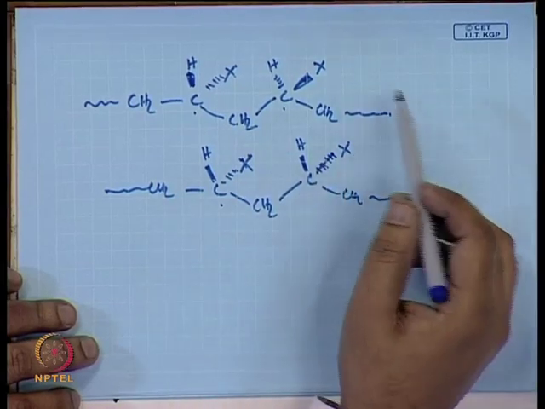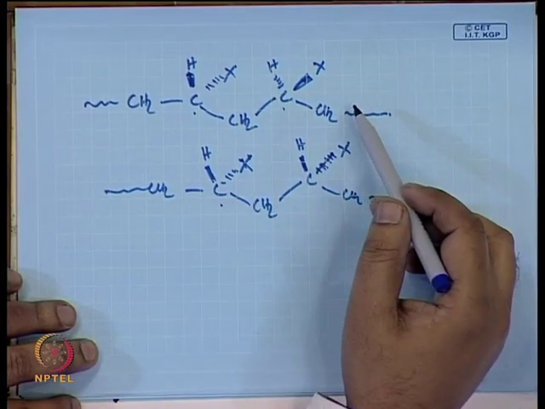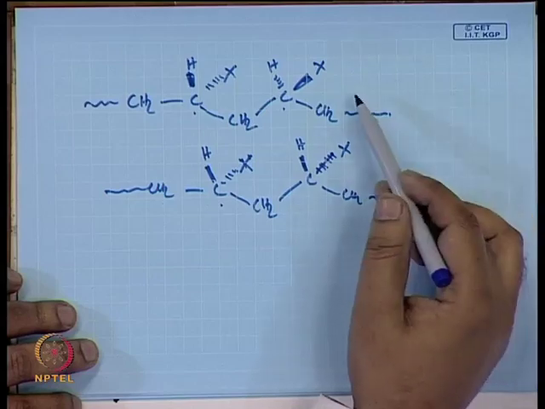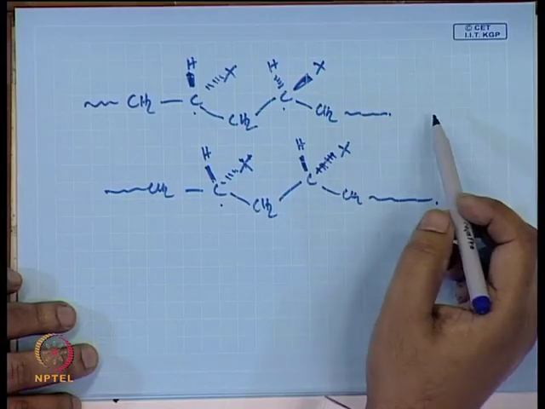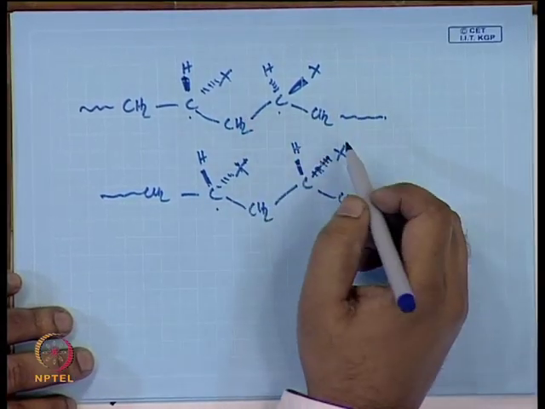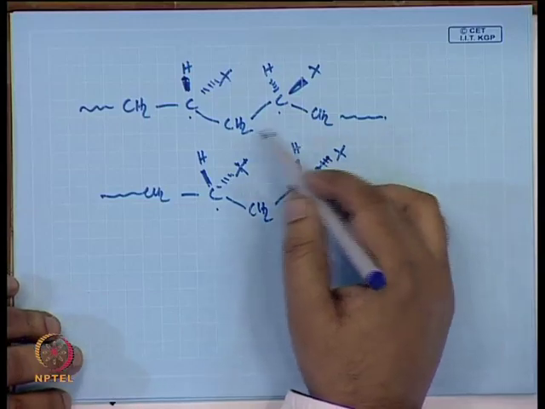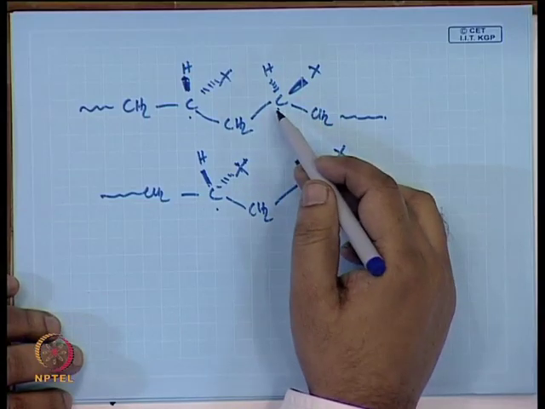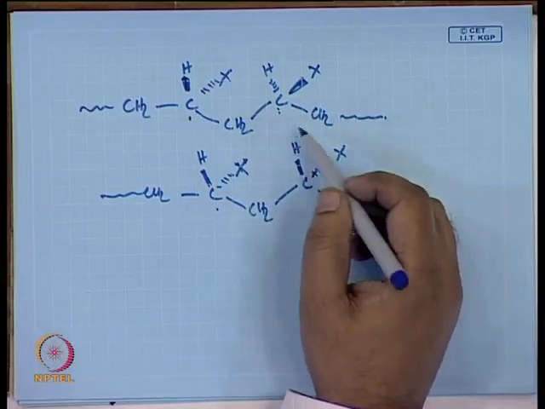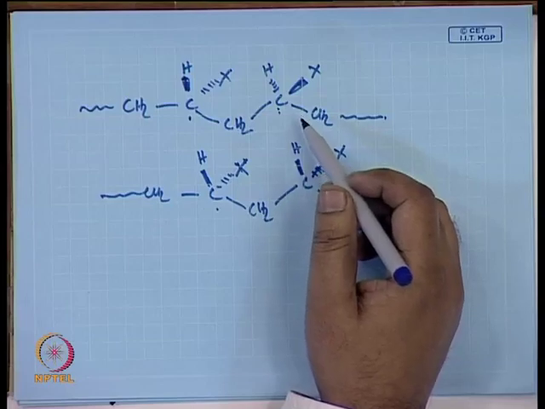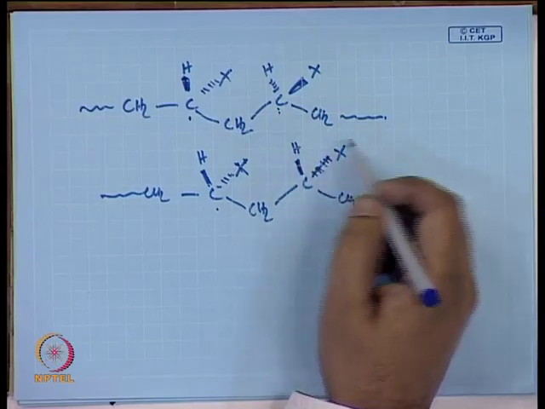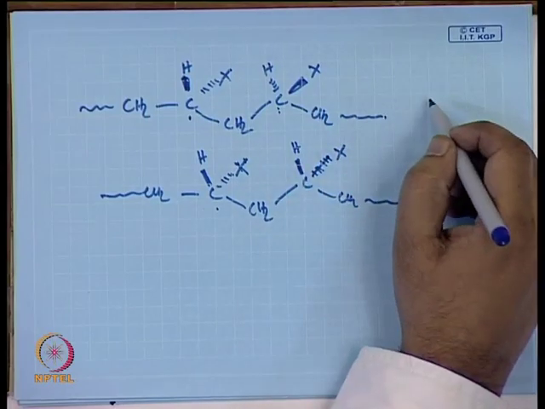If you think of adding another one, you can have another two possibilities and so on. Now, if the configuration of all these tertiary carbon atoms is the same, then we call this an isotactic polymerization.